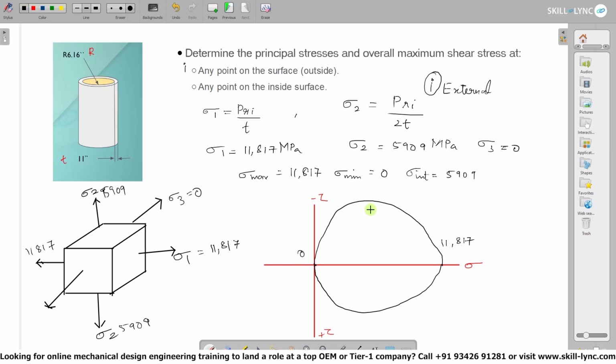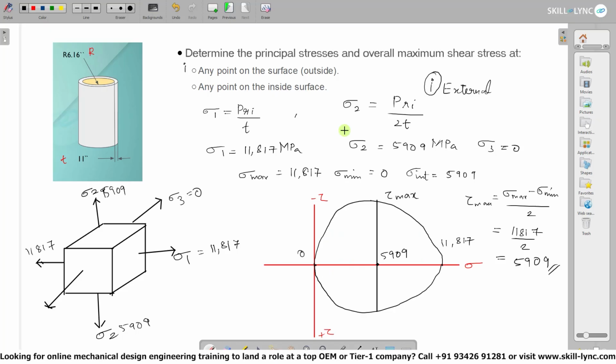Our next step is to figure out the tau max value. For tau max, we know the formula, which is sigma max minus sigma minimum divided by 2. We know that the minimum value of sigma is 0. So 11,817 divided by 2 is going to give us 5909. So 5909 is the same as our sigma intermediate value. So for this problem, the intermediate stress will be our maximum shear stress, our tau max.